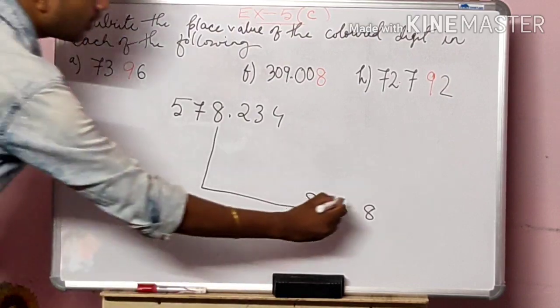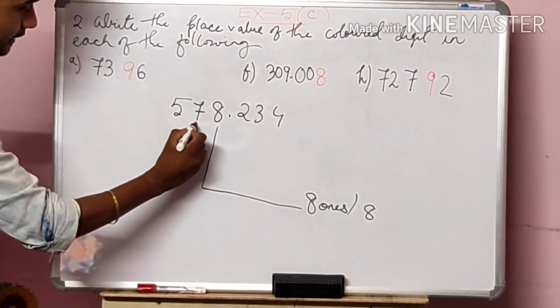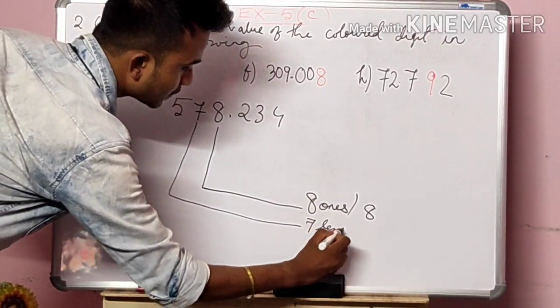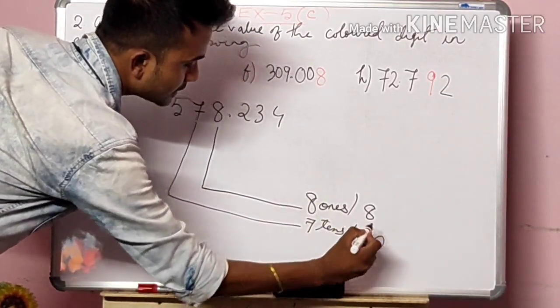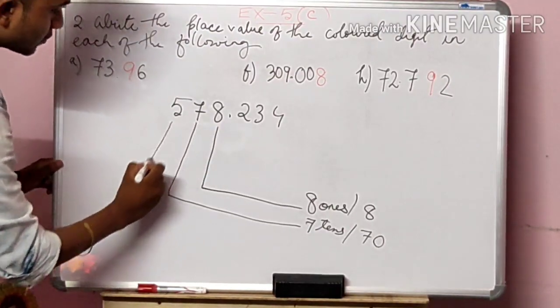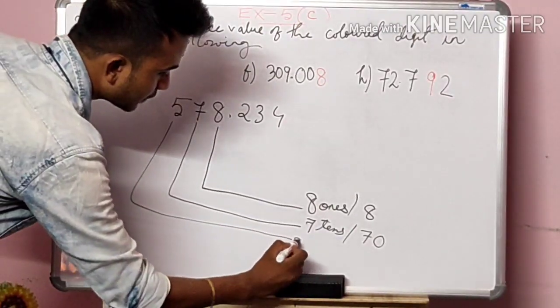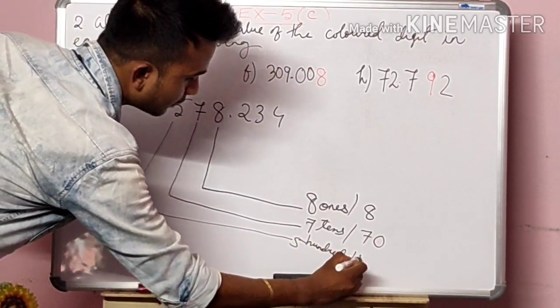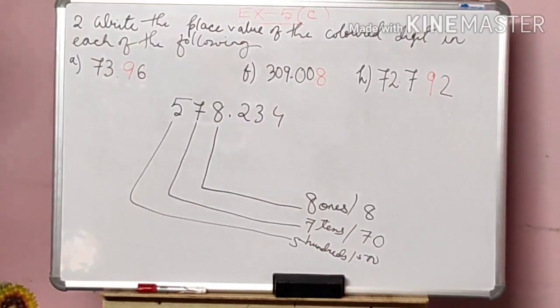Now next, you see this 7 is in the tens place, so it can be written as 7 tens, or simply 70. Again this 5 is in the ones, tens, hundreds place, so it can be said simply as 5 hundreds, or 500. It can be written like this in numerical form.